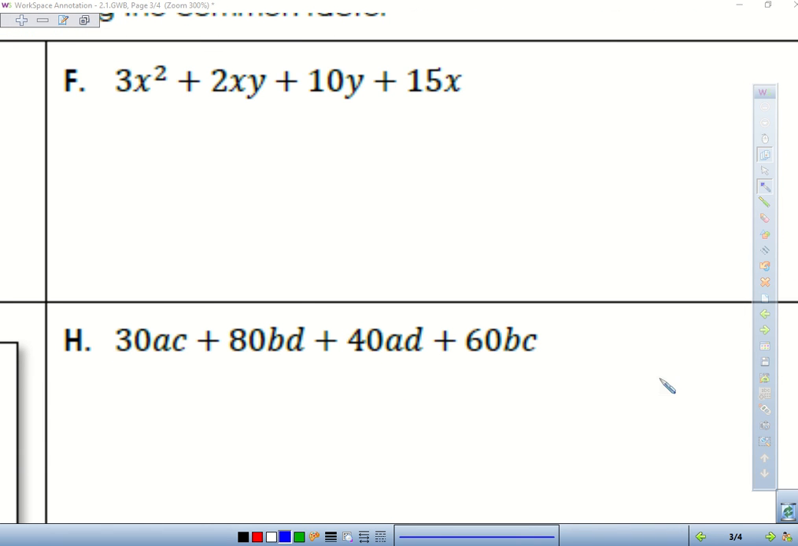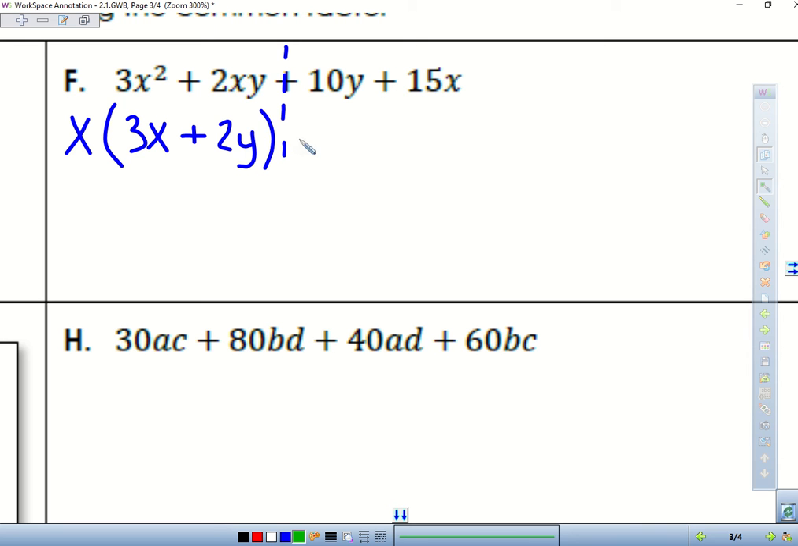F. So for F, we're going to split it down the middle. What can I factor out of the left side? Good. What does that leave me with? 3x plus, good. What can I factor out of the right side? 5. Good. And it's a positive 5, right? So when you do factor by grouping, you always put the sign in. You'll see why. And that leaves me with what?